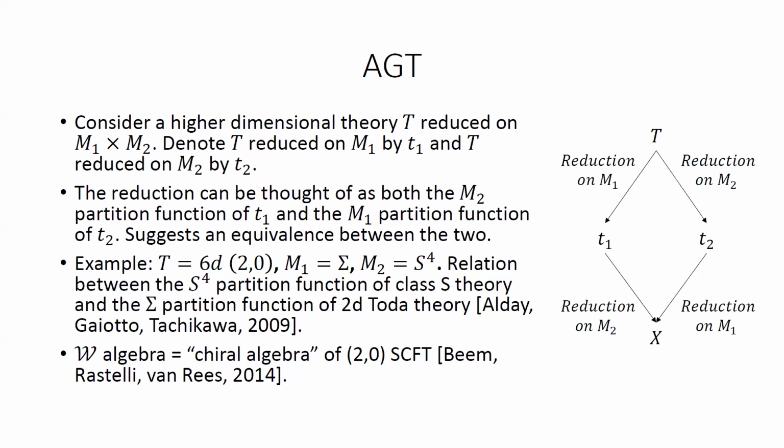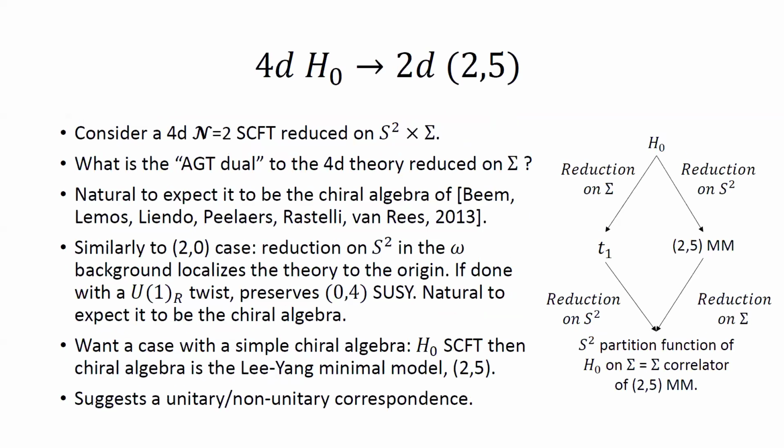The main reason I'm mentioning this is that we are now going to do something similar, but we're going to start with a four-dimensional theory. We're going to take our T to be a 4D N=2 SCFT. I'm going to take it to be the H0 soon, but for now I'll consider a general 4D N=2 theory. I'm going to reduce it on S2 times sigma. I can do it in two steps. First, I reduce on some Riemann surface that I call sigma. I will get some 2D theory, the compactification of the original 4D N=2 theory on that surface. The second step will give me the S2 partition function of this two-dimensional theory.